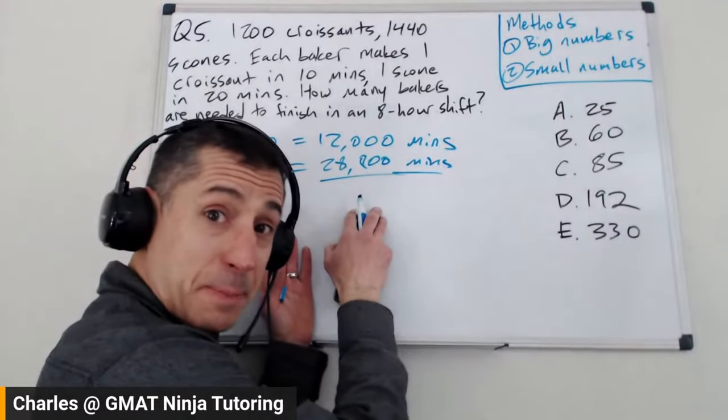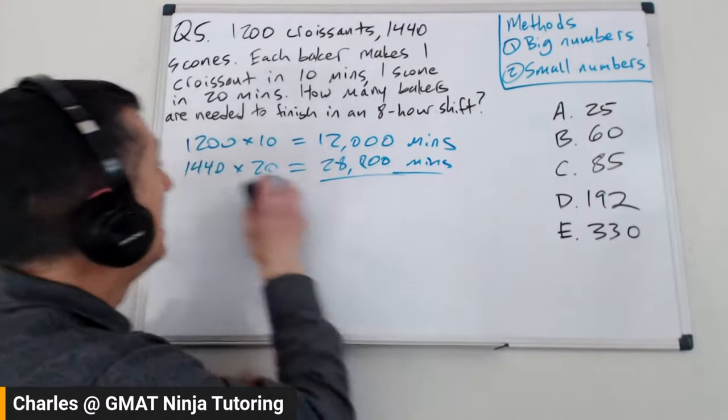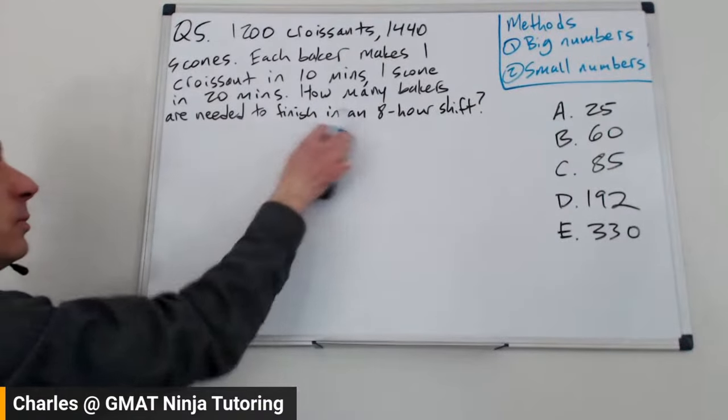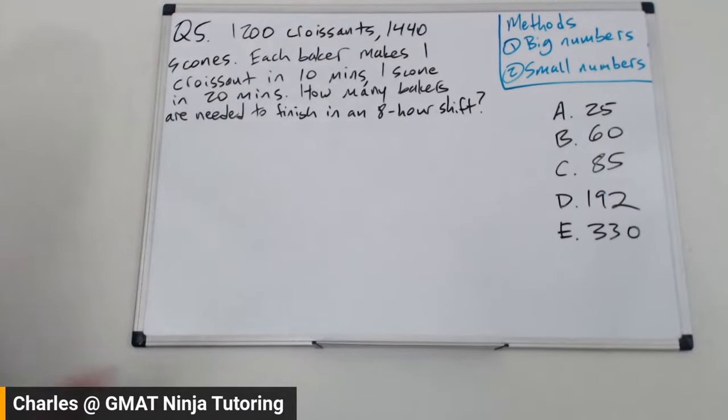Don't do all this pain, please, if you can avoid it. Better. I want numbers to shrink. I want shrinkage. Man in a cold pool. Terrible analogy. I'm fired. All right.